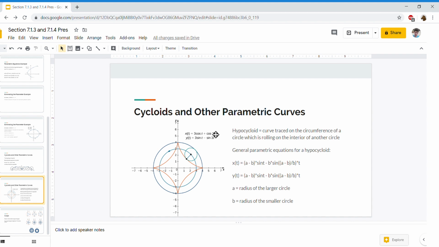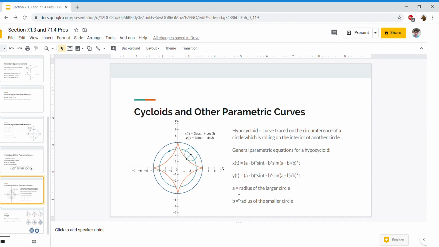So here are the general parametric equations for a hypocycloid. You have x of t equals (a minus b) times cosine t plus b times cosine of ((a minus b) over b times t). And y of t is actually the same kind of function, with (a minus b) over b, you see that. Those equations look a little bit much, but if you know the variables, then it's really not too bad.